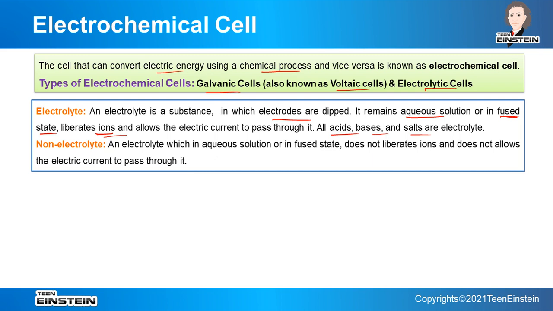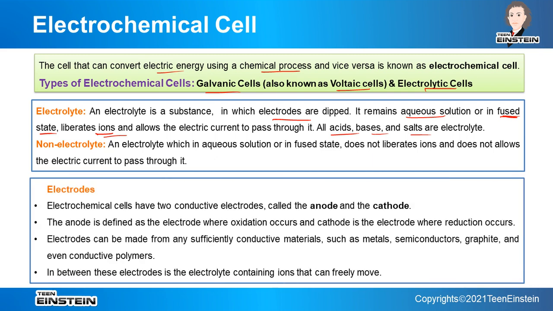Fine. Now what is a non-electrolyte? Obviously, it is one which in aqueous solution or fused state does not liberate ions. That means it is not possible for it to allow the electric current to pass through it, because it cannot produce ions. So this is a non-electrolyte. Mostly we will use electrolytes, because if we use non-electrolytes, then the purpose will not be fulfilled. Okay, now what is an electrode?